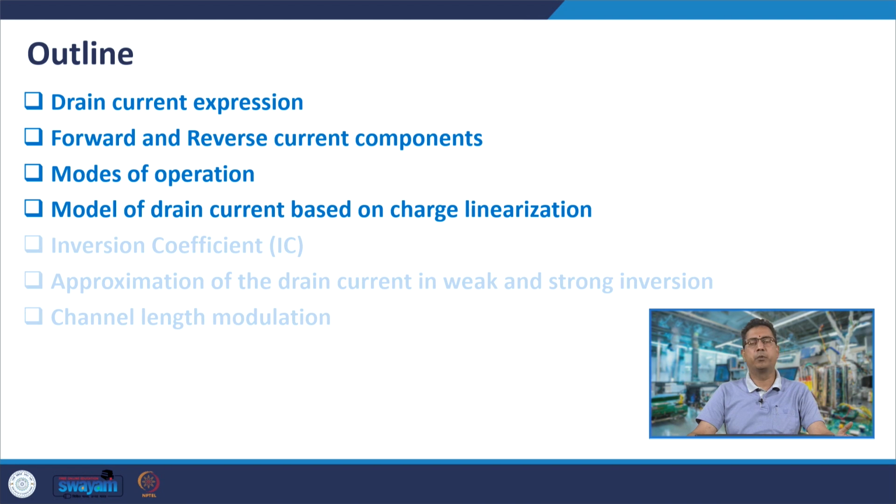So, first we will derive a drain current expression from a very fundamental treatment, which is valid for different regions of operation. Then we will use the idea of forward and reverse currents and their superposition to obtain drain current in different modes of operation, and then we will use our ideas of linearization based on the charge linearization that we have discussed till now.